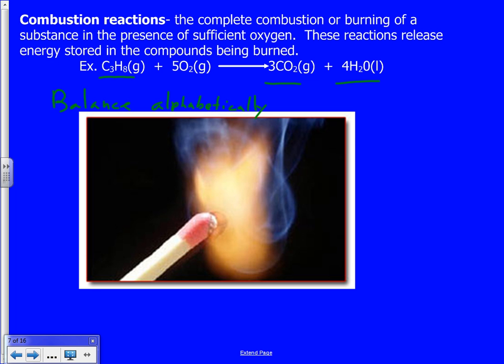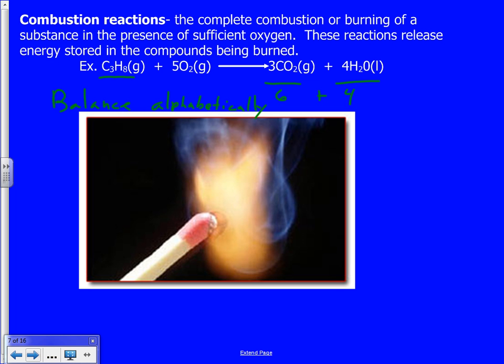Now I've got to look at my oxygens. 3 times 2 is how many? 6. So I've got 6 oxygens here, and how many over here? 4. So 6 plus 4 is how many? 10. 5 times 2 is 10. So does that equation work? Got the same number of everything on both sides. 3 carbons, 8 hydrogens, 10 oxygens. That's kind of how the process of balancing works. We'll go over that a little bit more. Don't worry if you don't get it right now.